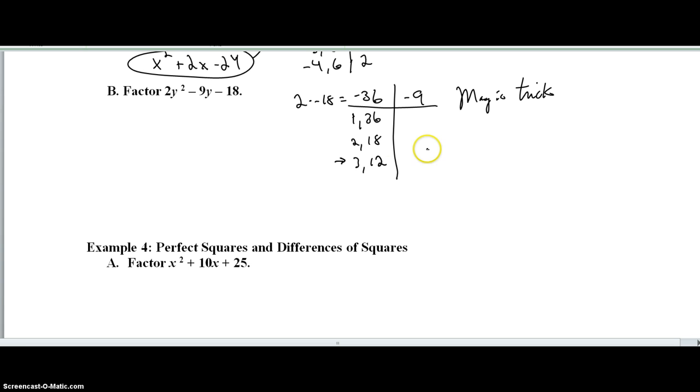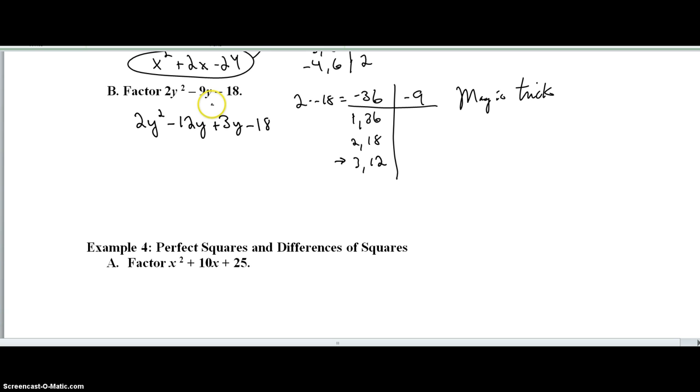Okay. So, here's the whole trick. We're going to split this 9 into two different numbers. We're going to split them into 12 and 3. So, we're going to say 2y squared minus 12y, that 12 from right here, plus 3y, and I got that 3 from right there, minus 18. Now I have 4 terms and I can factor that. So the whole thing that I did here is I just did negative 9y, which is the same thing as negative 12y plus 3y. If I add these together, guess what? I get negative 9y. Same exact thing.